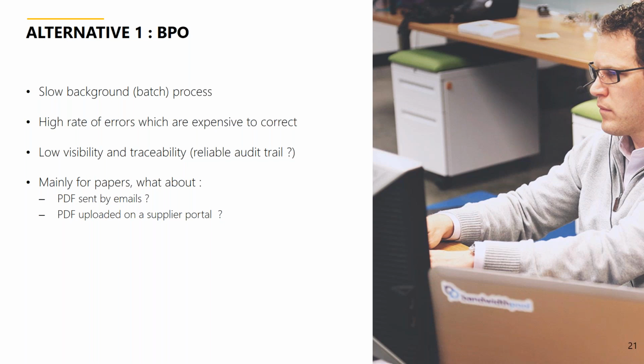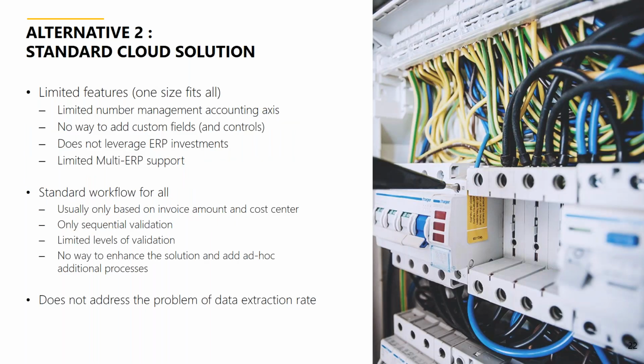Another alternative is cloud. We've talked about cloud, and people have come out with standard cloud-based solutions. And the problem with that, specifically related to the P2P capability, is they tend to be very limited. Think of Facebook. You've all got Facebook. Does Facebook fit everyone from an invoice processing point of view? Well, no, it doesn't, because it has no way of being able to customize. It doesn't have any ability to change workflows, for instance. It doesn't leverage any of the investment that you've made in your ERP to do with some of the controls that are in there, for instance. And it still doesn't deal with the data extraction aspects, which we'll come on to in a minute.